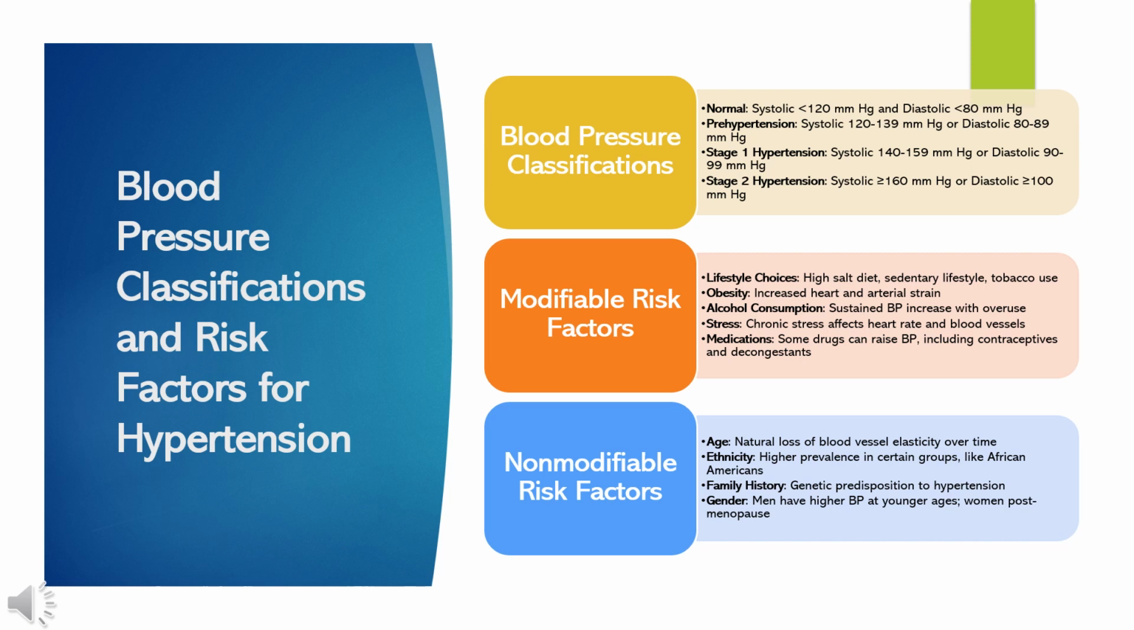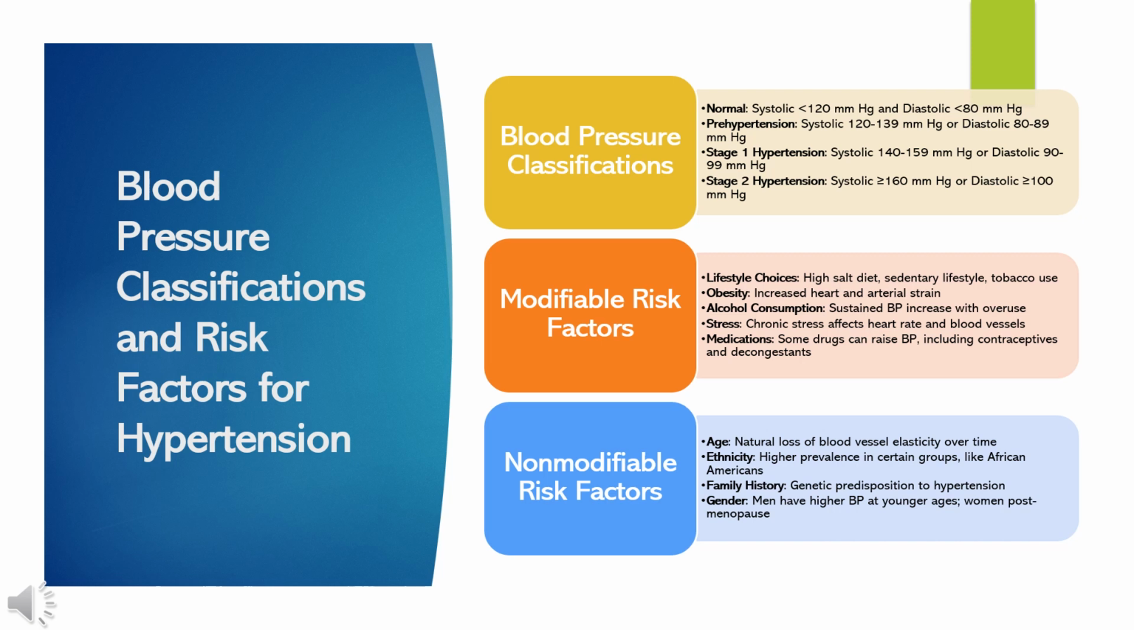Overuse of alcohol can cause a sustained increase in blood pressure. Chronic stress keeps the body in a heightened state, affecting heart rate and blood vessel constriction. And then certain drugs, including oral contraceptives and decongestants, can also increase blood pressure. Those are things that we can change.